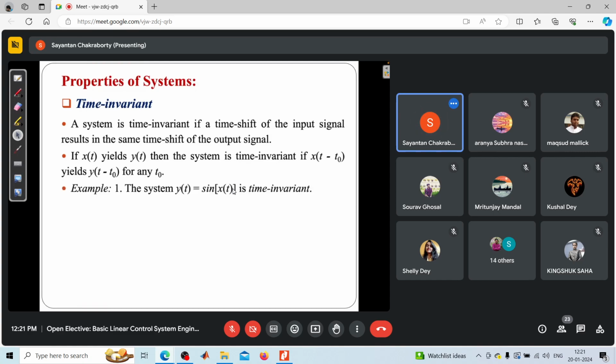Example, suppose we have y(t) equal to sin of x(t), and we call this time invariant. দেখো এটা কিন্তু একটা non-linear function. Okay, it's not a linear function.